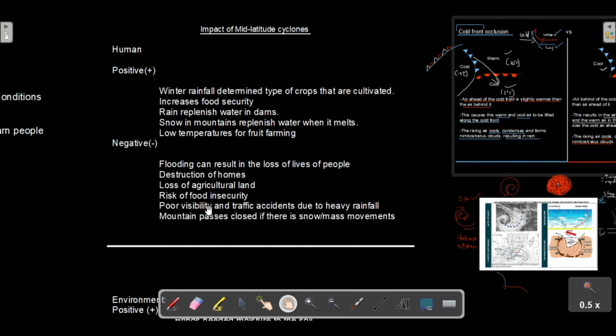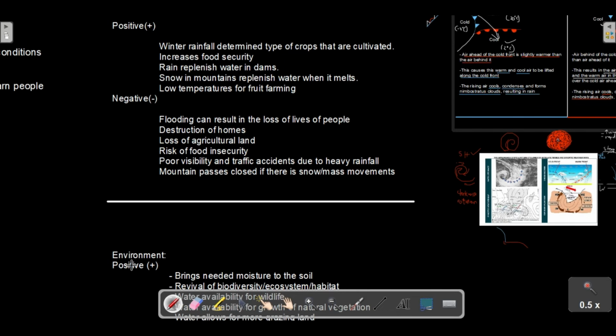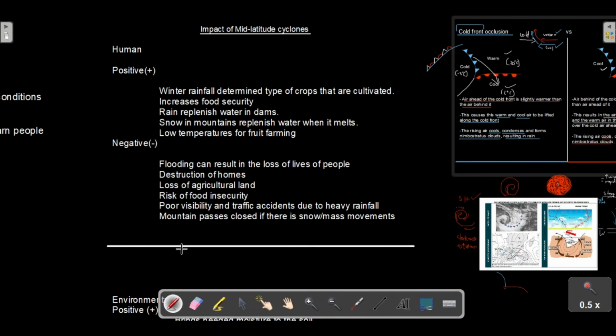When it comes to human impacts, we have positive impacts and negative impacts, and it's very important that you look at the question. What is the question saying? Is it just saying describe the human impacts that mid-latitude cyclones have? If it says human impacts, then you are describing both of these. Then it's Christmas for you, because there are a lot of points you can put in, whether positive or negative. But if it is specifically negative human impacts, then you only describe negative human impacts. Positive human impacts, only positive human impacts. Environmental impacts, so you have to really read the question, guys. Very important. Don't rush.